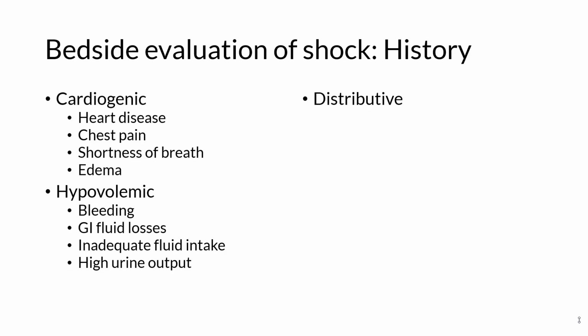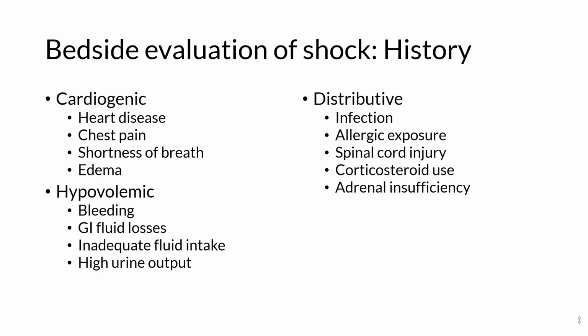Distributive shock is caused by a handful of unrelated shock conditions that all lead to inappropriate dilation of arteries and veins. Dilation of arteries results in reduced afterload, which drops the patient's blood pressure. History of infection, allergic exposure, spinal injury, corticosteroid use, and other findings suggestive of adrenal insufficiency should invoke distributive shock.